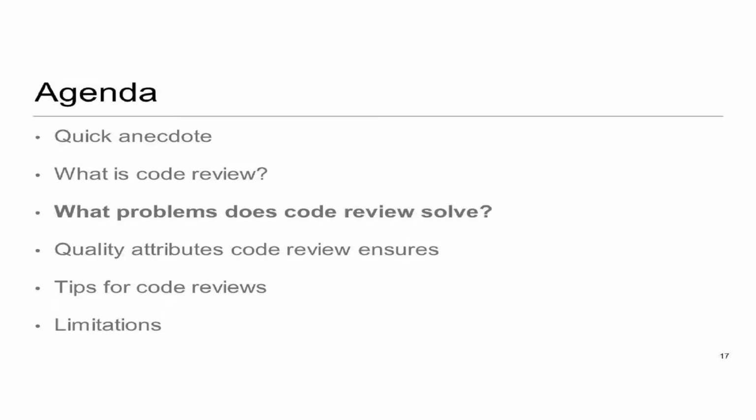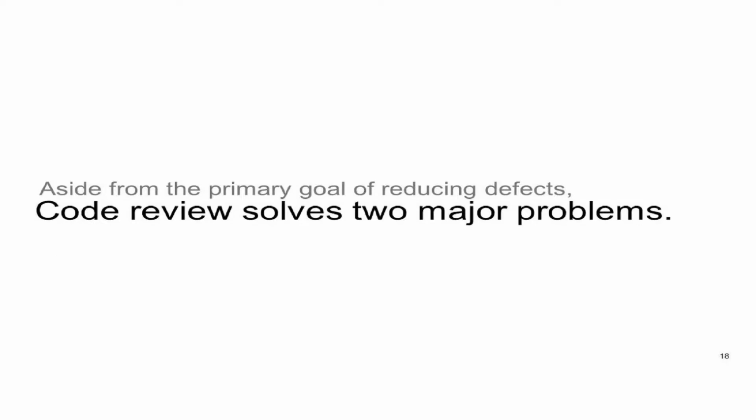So what problems does code review solve? There are 2 of them. And it's pretty clear that the primary goal of code review is to find defects before they get into production, before customers are coming calling about them. However, there are 2 human problems that code review solves.